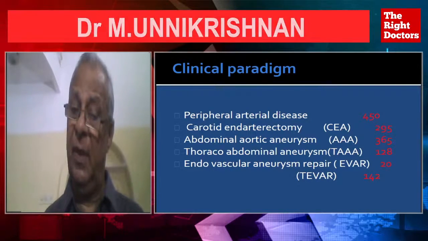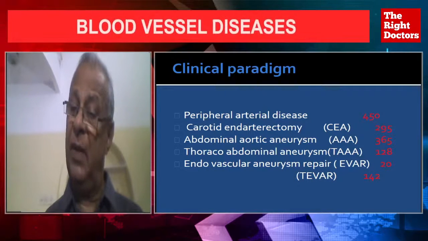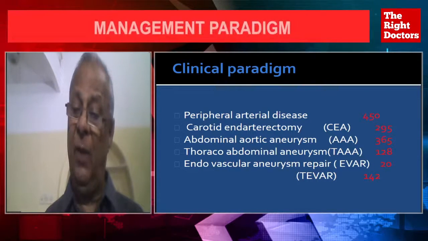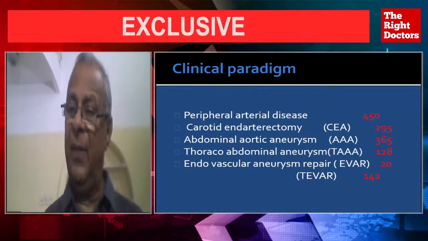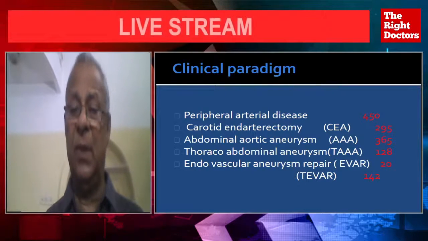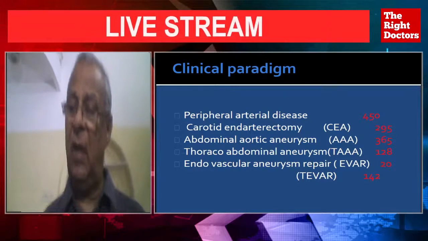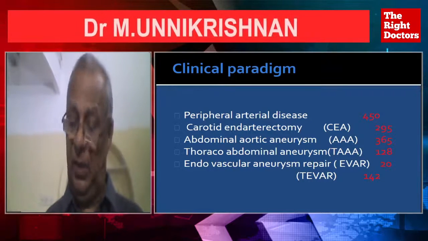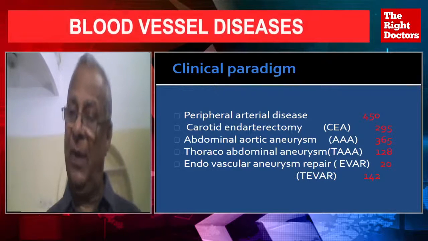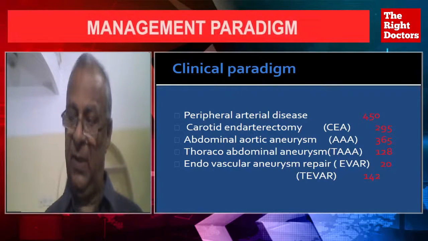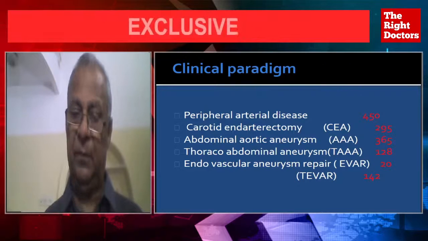Thoracoabdominal aneurysm, we have one of the largest numbers, 128 procedures. And endovascular aneurysm repair for the abdomen is 20, because we have a high propensity to do open surgery, for reasons that I'll be alluding to again. Whereas in the thoracic domain, we do more endovascular surgery, for reasons which I'll be talking to you about.